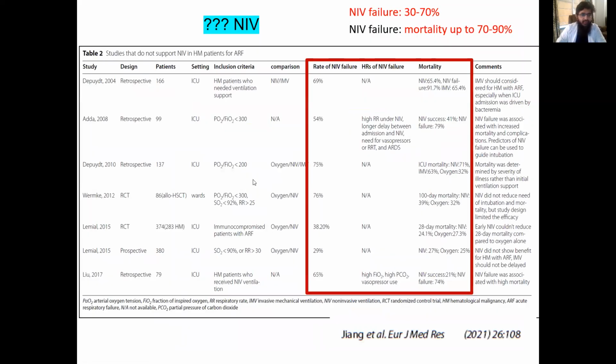In subsequent studies, the observational studies and the two randomized trials, one of them having around 370 patients, there was a lot of discrepancy in the benefits of NIV. Failure rate was as high as 70% and mortality as high as 90% after NIV. So what is the evidence base for NIV? Should we use it in all patients or should we not?